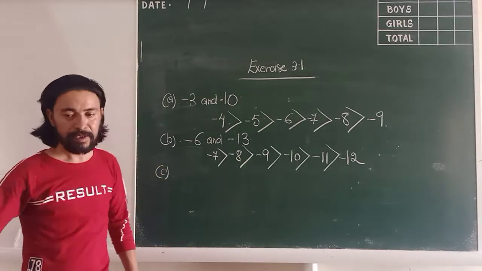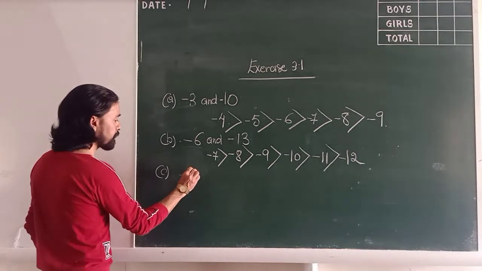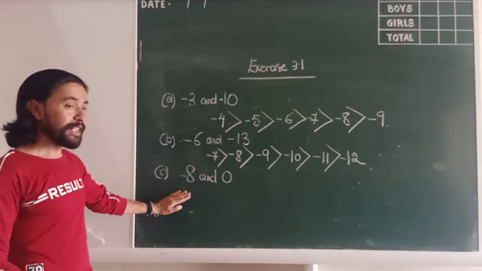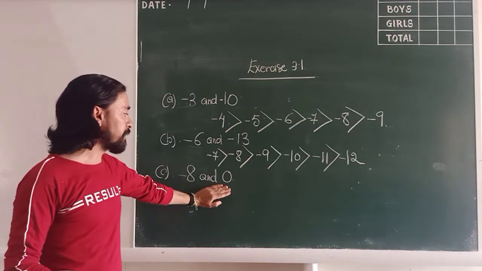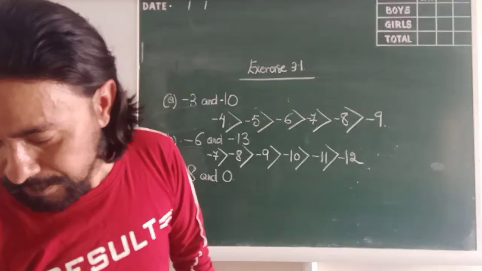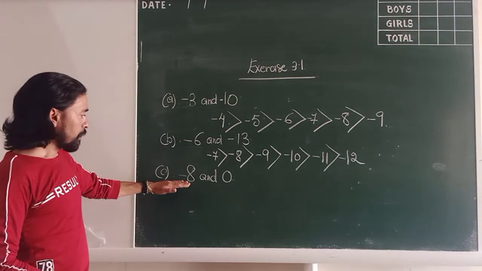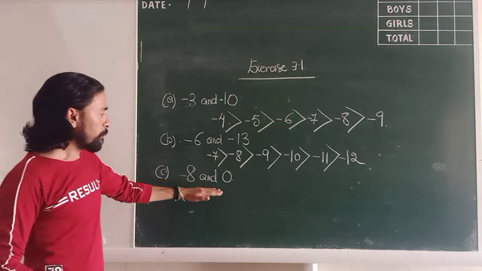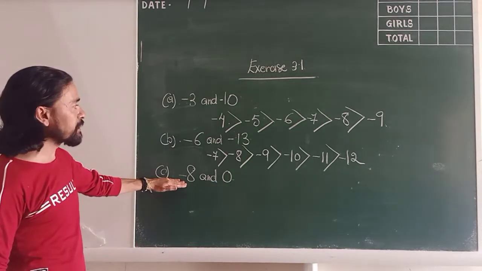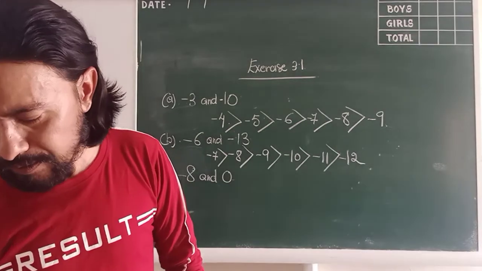C. C is -8 and 0. I have to write the numbers in decreasing order. So in between -8 and 0, I have to start from -8 and go to 0. Just give me a moment.